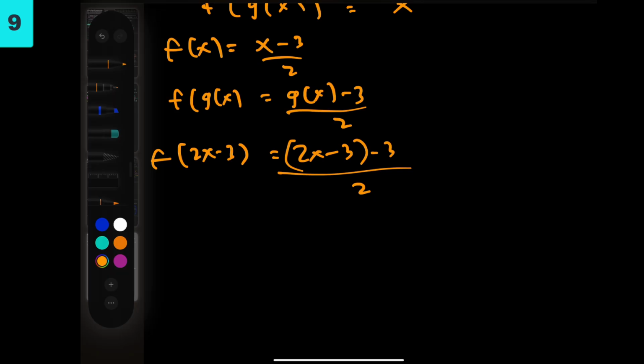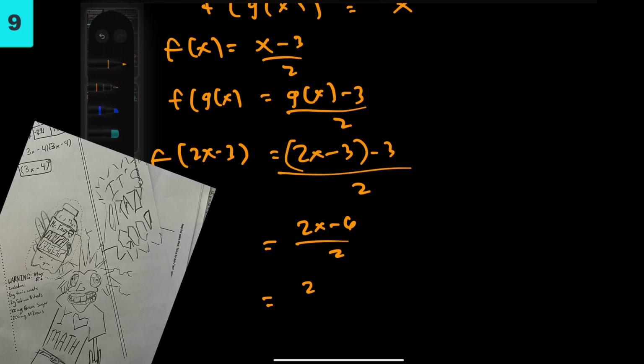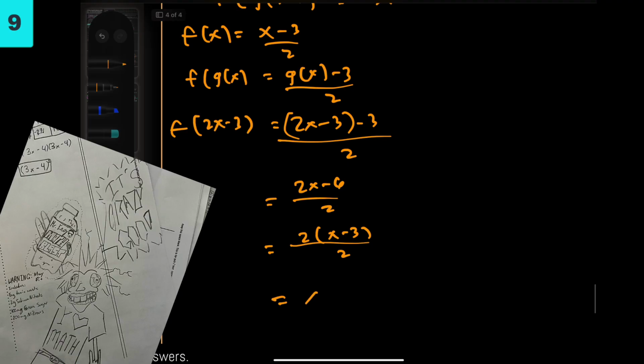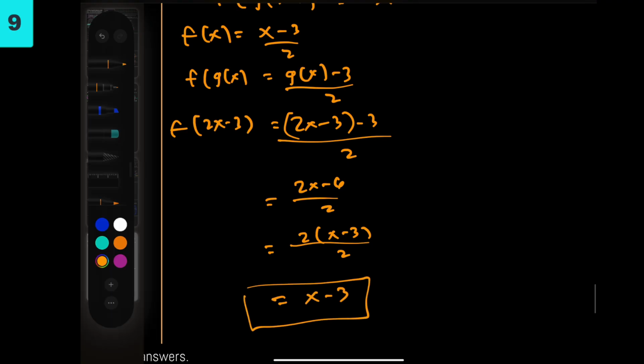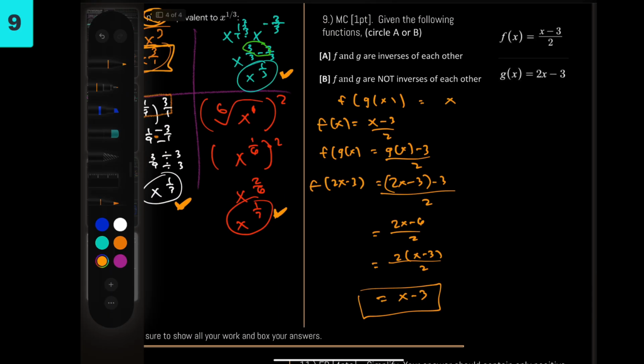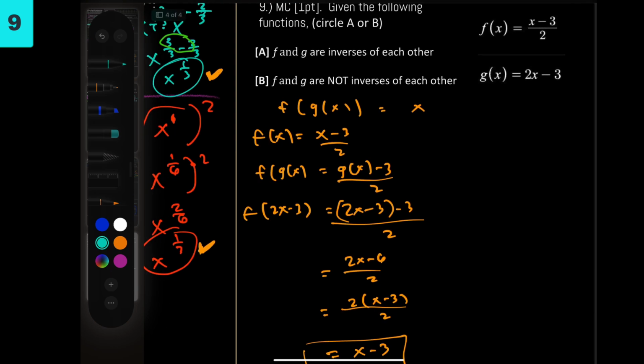So I'm going to get 2x minus 6/2. If I factor out a GCF, I get 2. And then your 2's would cancel, so you're left with x minus 3. So that's bad. Right, we're trying to look for x. Let's do it the other way around now. Let's do g of f of x.